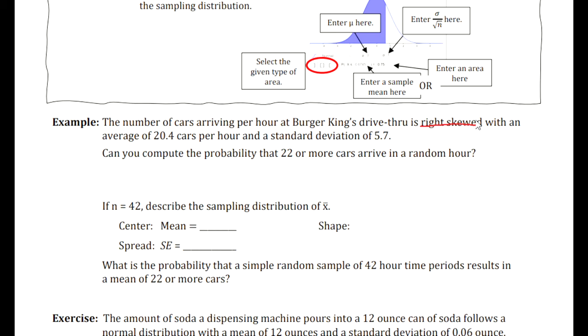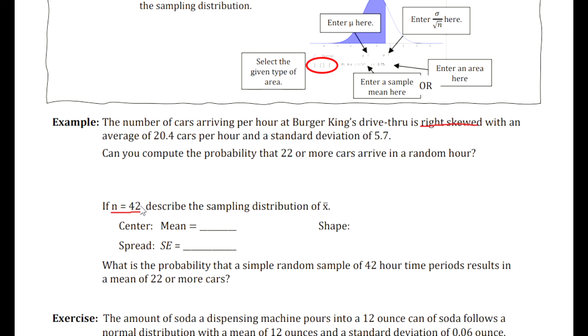So let's look at the sampling distribution for sample means of size 42. So here n is 42, which means we'll be looking at samples of size 42. So this is 42 randomly selected hours, and then we're going to look at the number of cars that went through the drive-thru in each of those hours. And we'll find the average of all of those numbers, and that will be x bar.